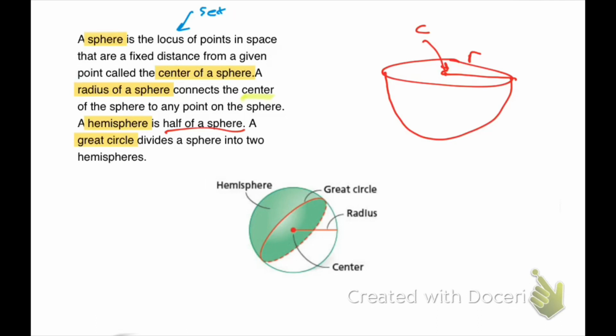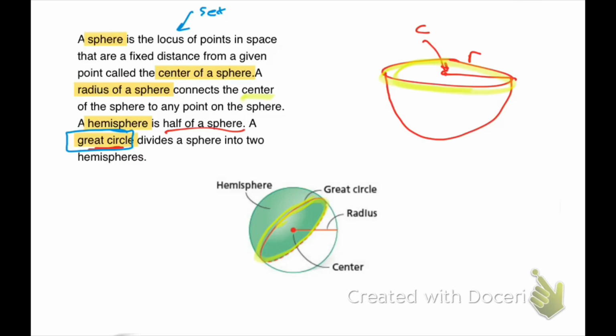Now, a great circle divides a sphere into two hemispheres. So if you were to directly cut right in half your sphere, that circle that we get, the circle right here, that is what we call the great circle. Now obviously we can calculate the circumference of that great circle, we can calculate the area of that great circle because the great circle is a circle, it's two-dimensional.